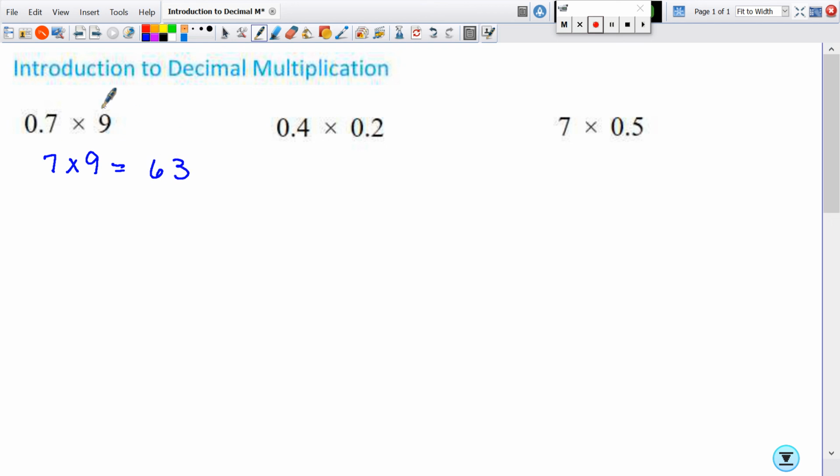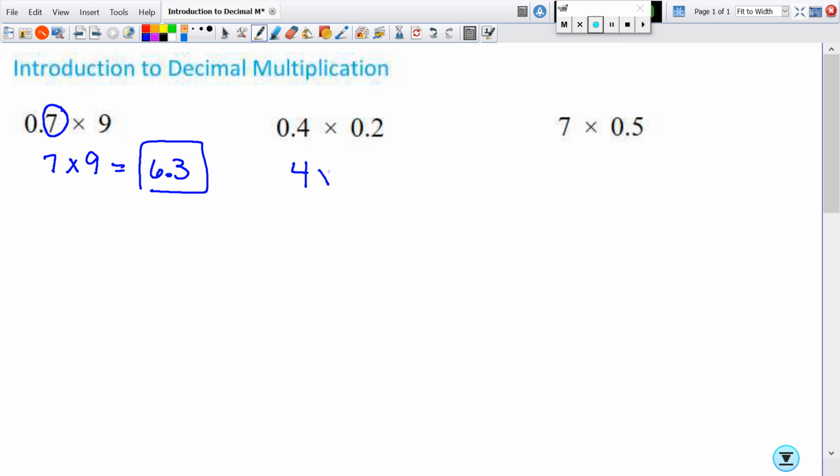Now after you've multiplied that together, then you take the original problem and count how many numbers were after the decimals. So we had one number after the decimal. So you want to put one number after your decimal, which means the decimal point goes here, because the original problem had one number after. So 6.3.